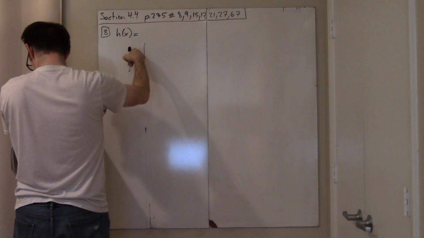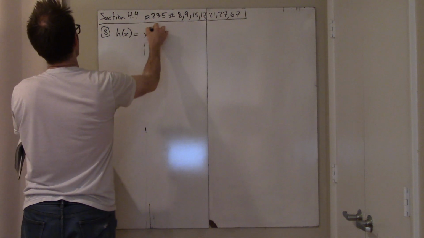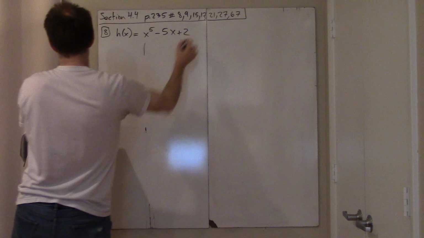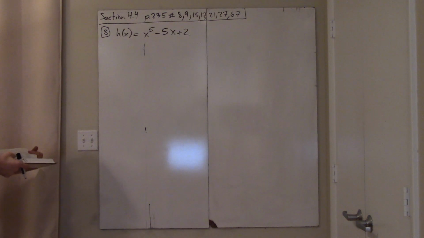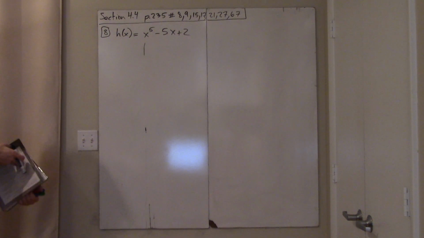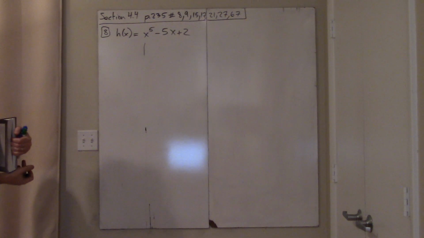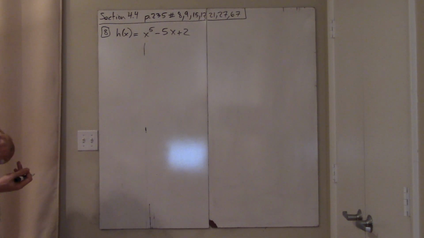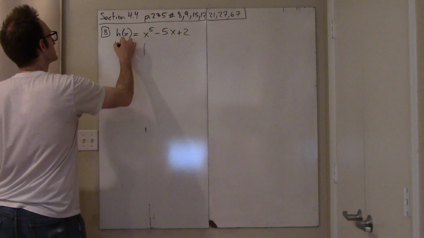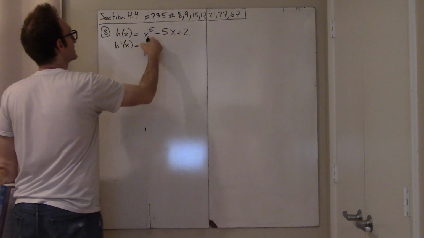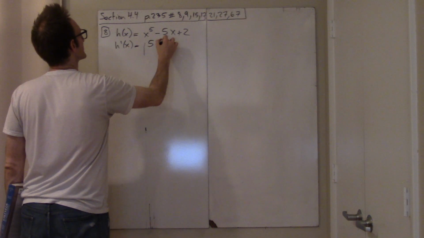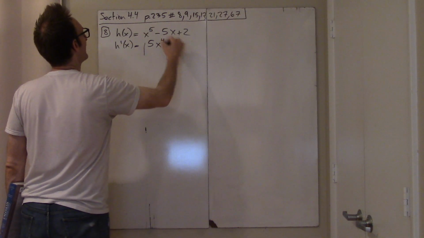So here it is, h of x equals x to the fifth minus 5x plus 2. And so what happened in this video is we defined this concept of concave up and concave down based on the existence of the tangent lines, and then we proved that it's the second derivative of the function which is telling you about concavity. And so the thing to do is to take the derivative. What is the derivative? Okay, 5x to the fourth minus 5.